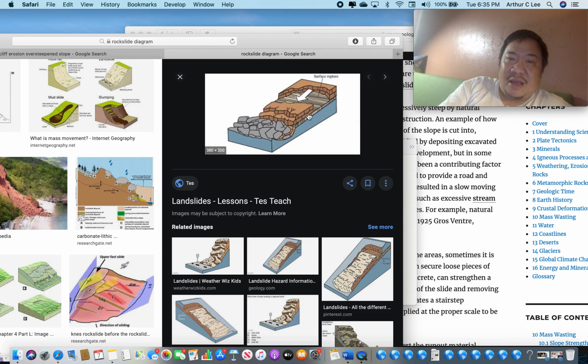Here's another rock slide. You can see here's a bed here. Here's a limestone bed. Here's a shale bed here, and this bedding plane is lubricated by a heavy rainfall, and some chunks of this rock just slide down. That's called a rock slide.